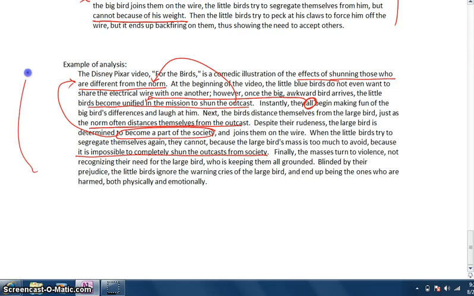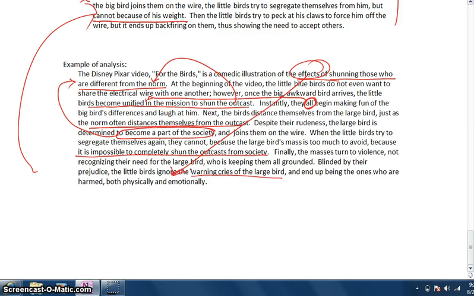This is what I was talking about up here, that the author needed to tie this back to the topic sentence somehow. All right, let's finish this up. Finally, the masses turn to violence, not recognizing their need for the large bird, who is keeping them all grounded. Blinded by their prejudice, the little birds ignore the warning cries of the large bird and end up being the ones who are harmed, both physically and emotionally. And this is talking about the effect then of shunning the outcasts.